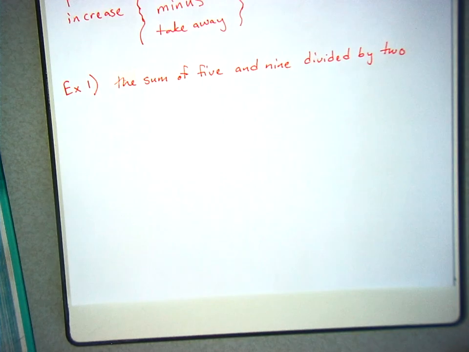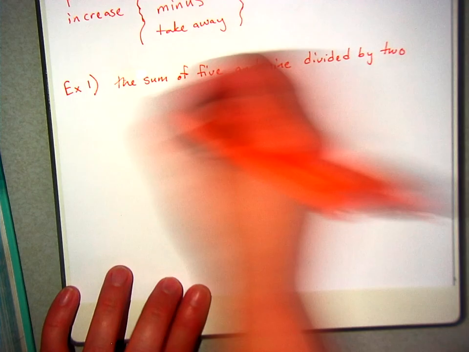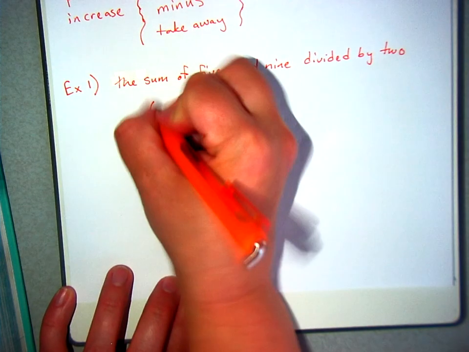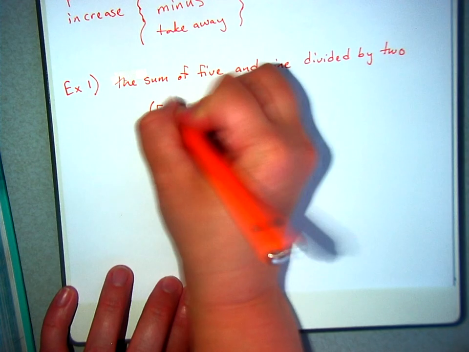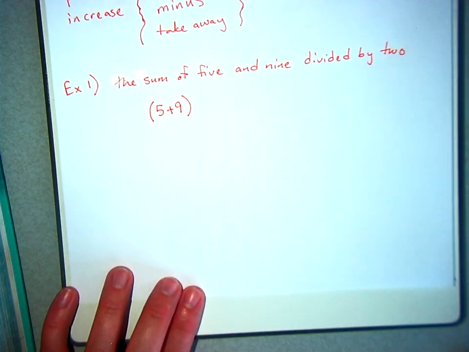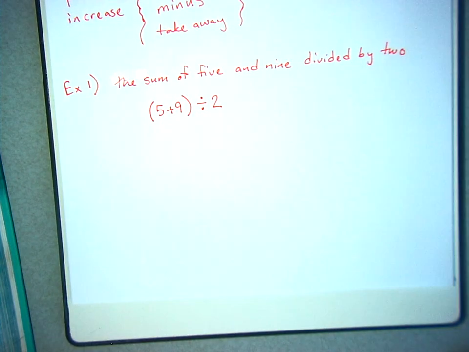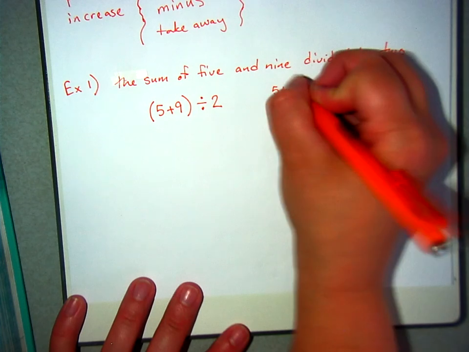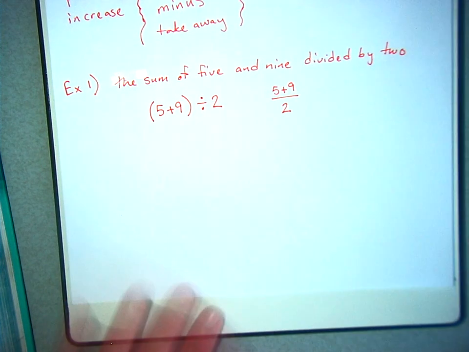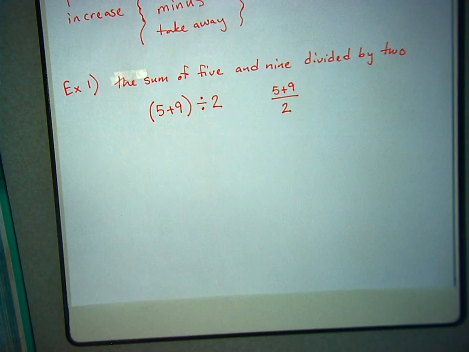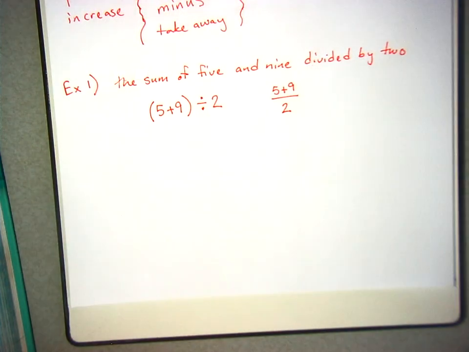When you see the word sum, that means that you're going to want to put parentheses around it because it's suggesting that you want to do that first. 5 and 9. So here's how you would answer the question. You'd write parentheses, 5 plus 9, parentheses, divided by 2, or you could have a fraction and have 2 on the bottom. And on these problems, you don't have to figure out what it is, you just translate it and you're done. So this is the answer. You feel good about that?